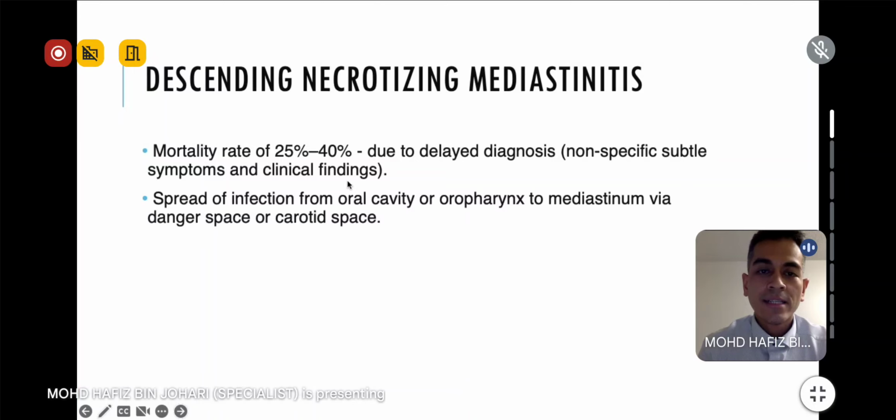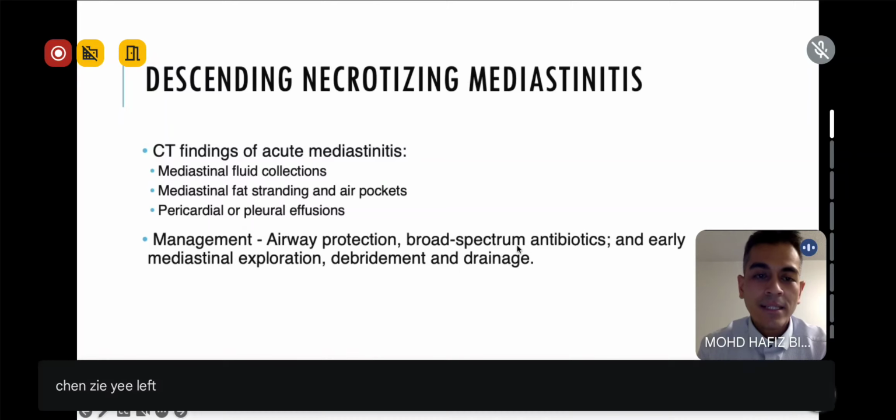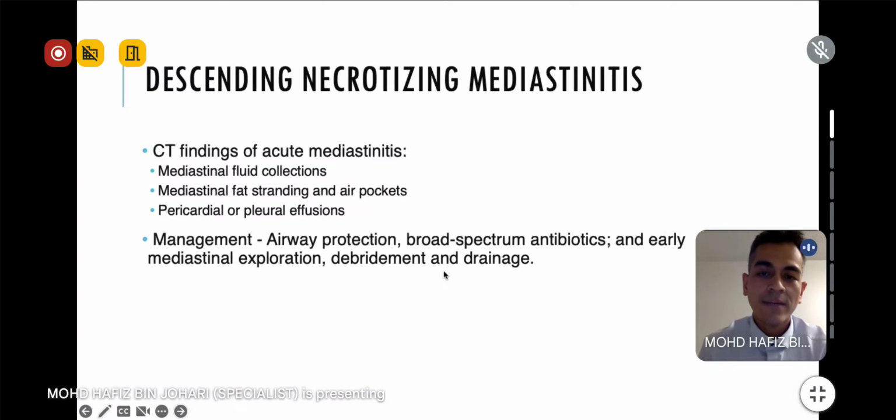Descending necrotizing mediastinitis is one of the complications. Mortality rate is quite high, up to 40%. The spread of infection is through the danger space or the carotid space. CT findings of acute mediastinitis include mediastinal fluid collections that could have mediastinal fat stranding, air pockets, and pericardial or pleural effusion. Management will be airway protection, antibiotics again, and sometimes surgery if the infection is too bad.